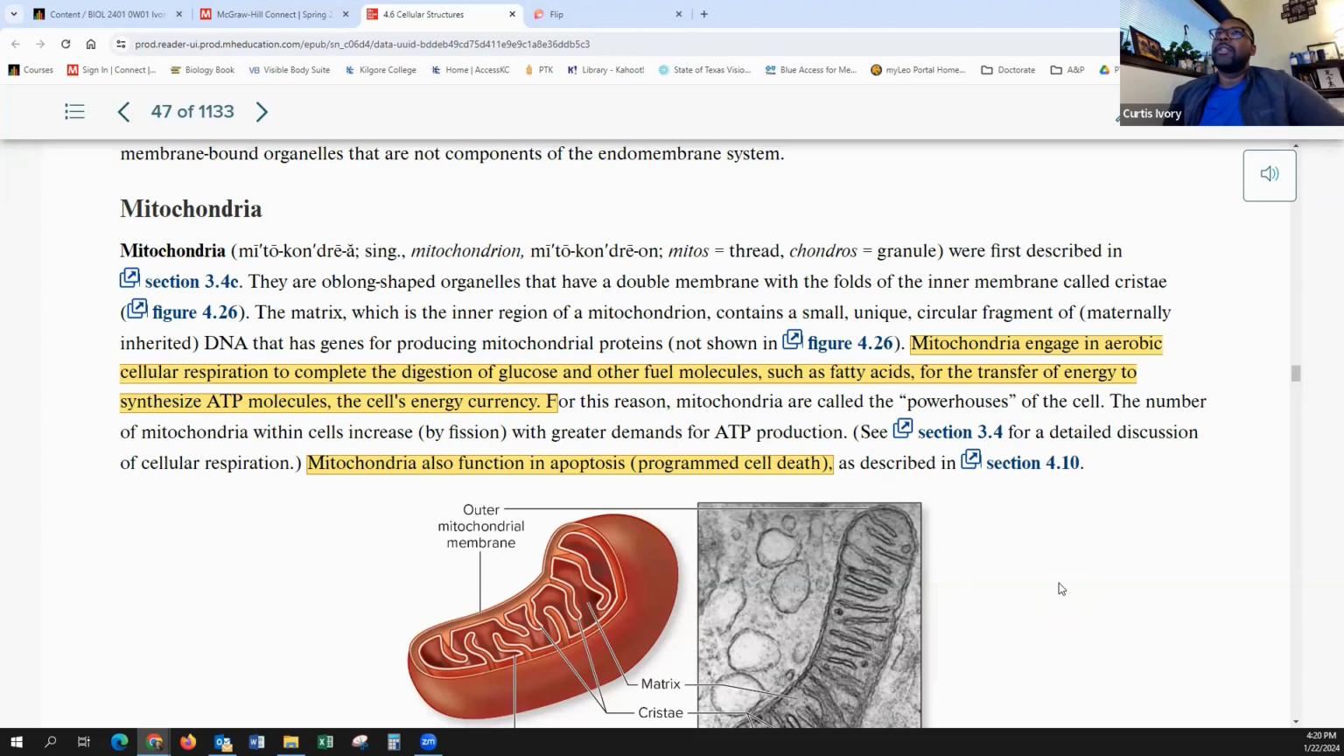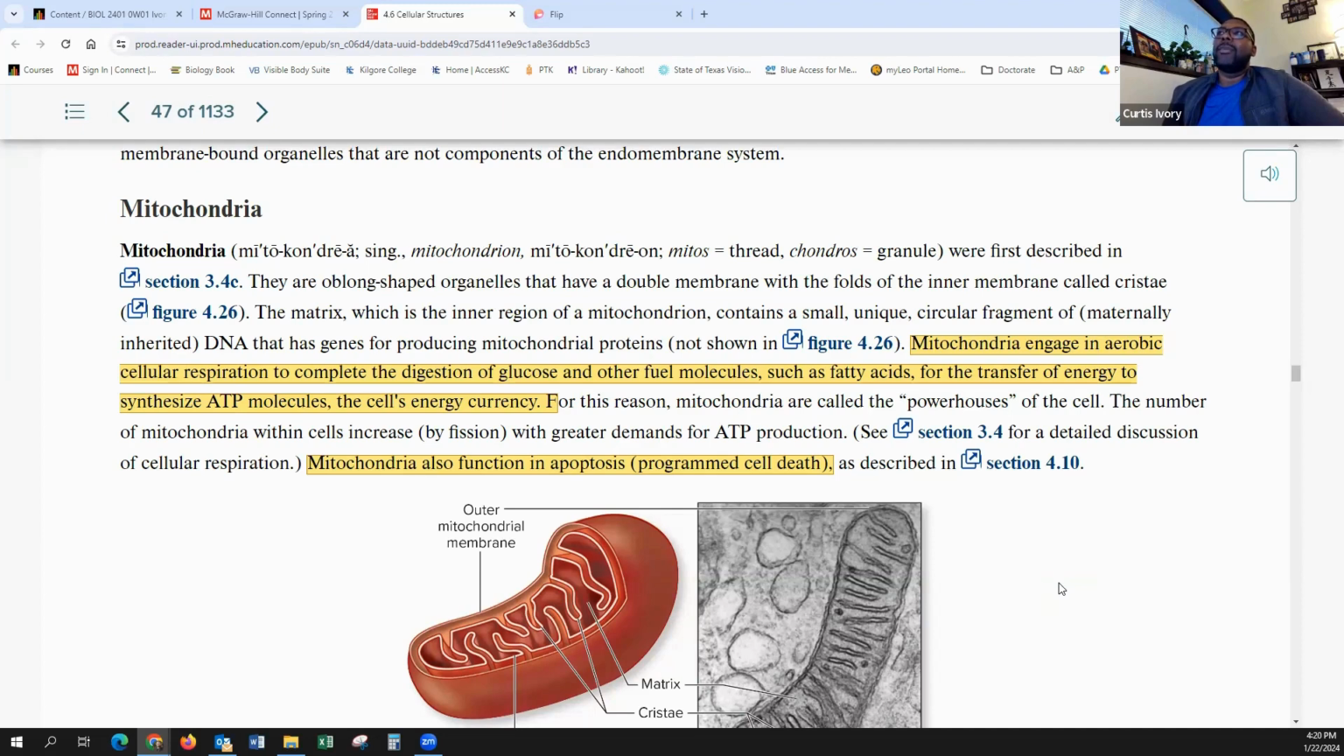So programmed cell death is essentially when a cell has determined that it has lived a long life and it's time to go on. The cell starts going through a checklist of shutting itself down and breaking itself apart in a proper way.